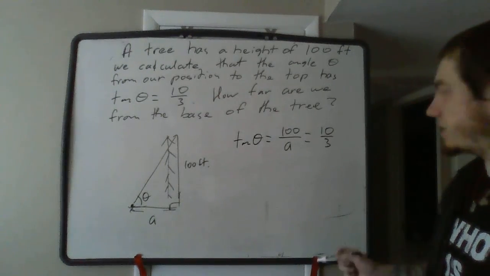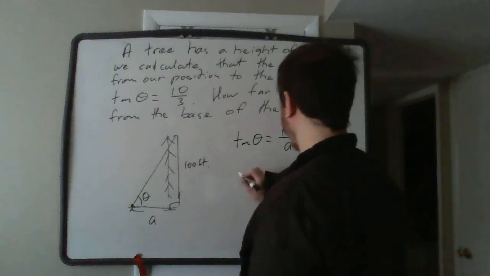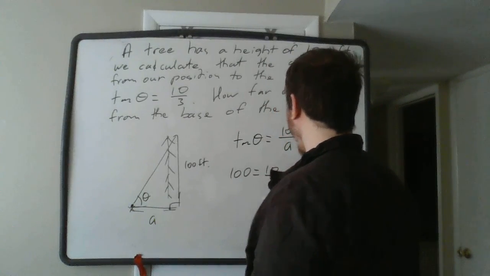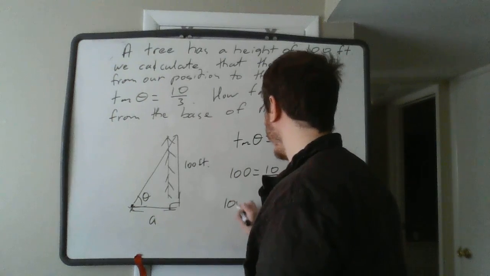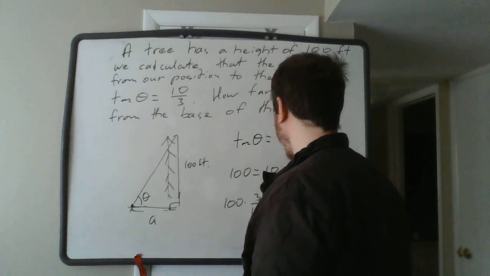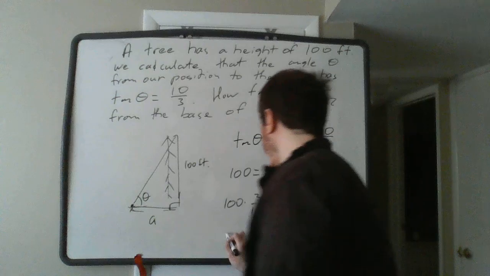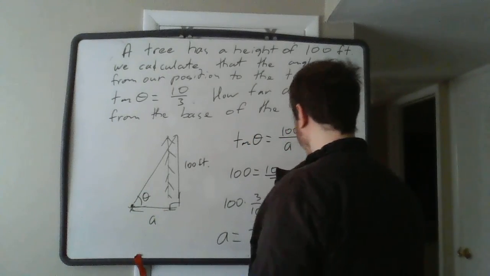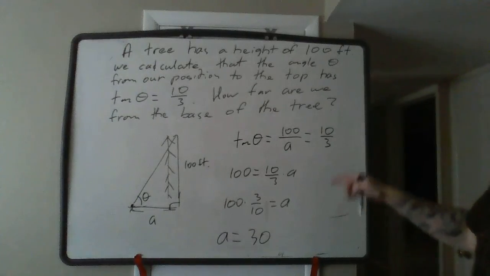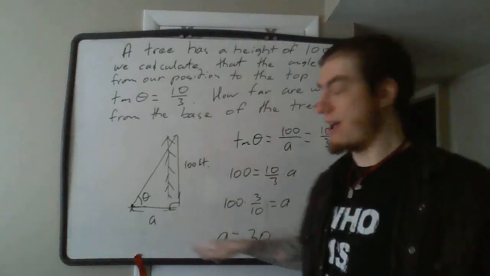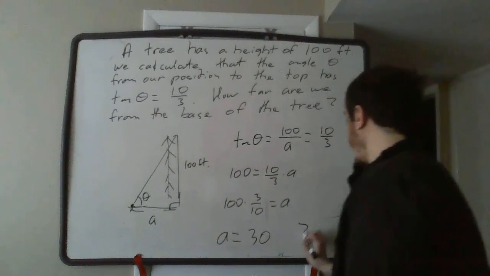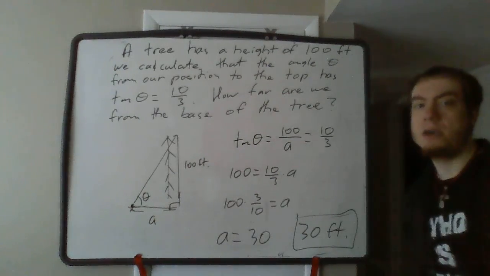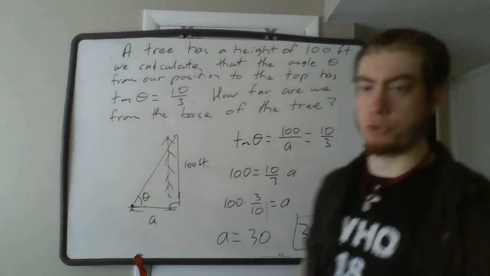So what is A going to come out to be? Well, this means that 100 equals 10/3 times A, and that means that 100 times 3/10 is equal to A, so that gives me that A is equal to 30. And so, because we're working in feet, I know that this distance is in feet, so my final answer is that we are going to be 30 feet away from the base of the tree.